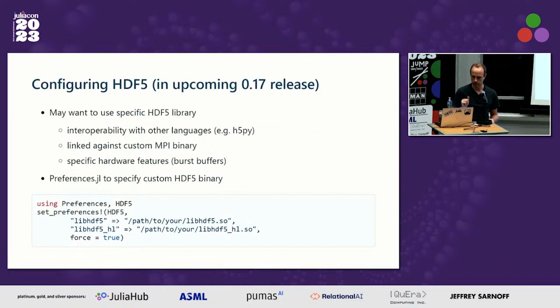And configuring HDF5. We do provide an option now, we're hooked into the preferences system, for if you want to use a custom MPI HDF5 binary. There are a few reasons you might want to do this if you're using MPI and you're linked against a custom MPI binary.